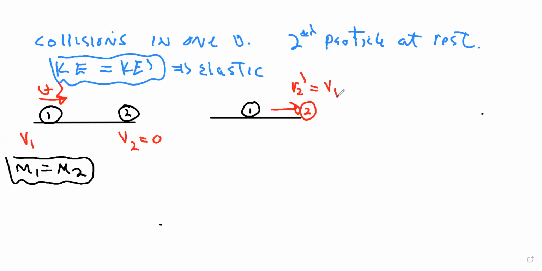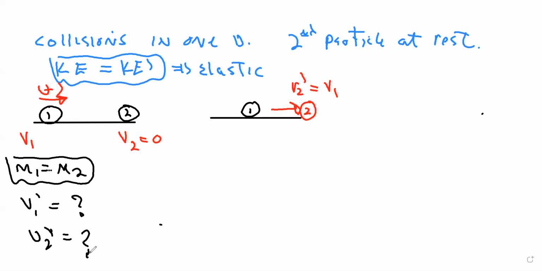Okay, so let's do the math here, the physics. We can find velocity 1 prime and velocity 2 prime, which are the velocities after the collision. We're looking for velocity 1 prime, and velocity 2 prime, which is the velocity of the second particle after the collision. We need to find that.